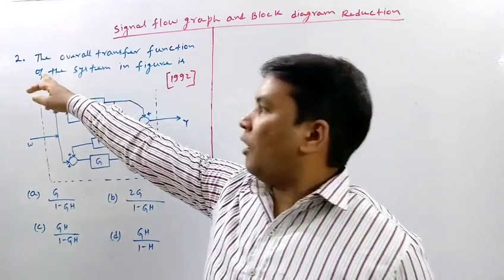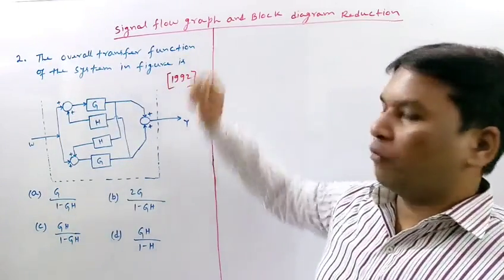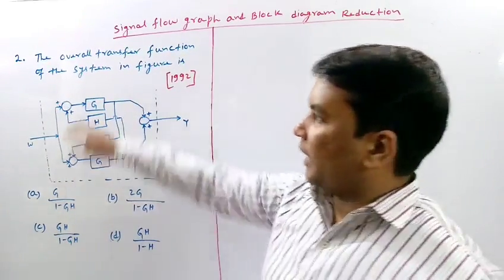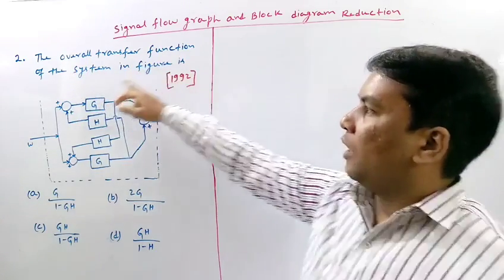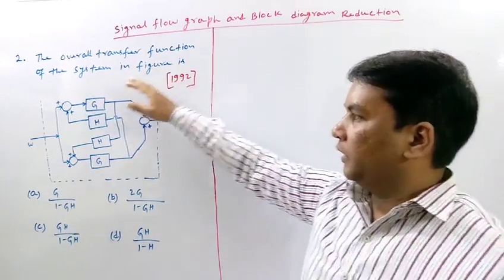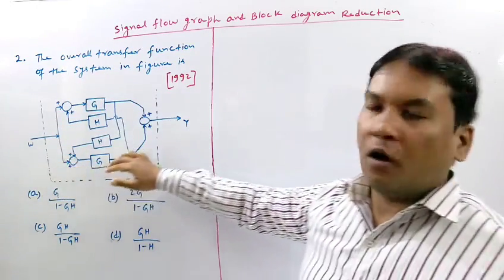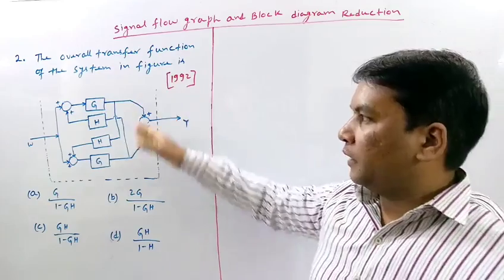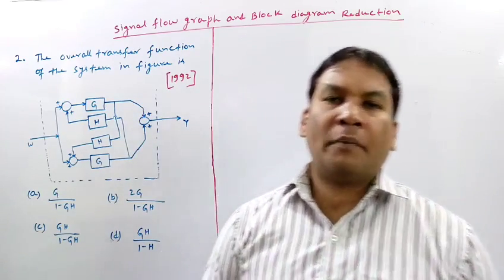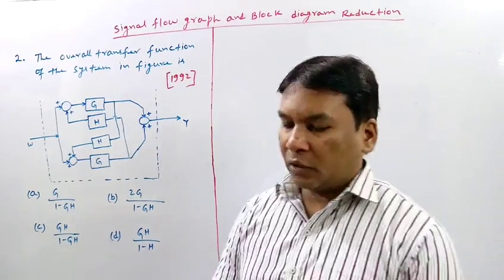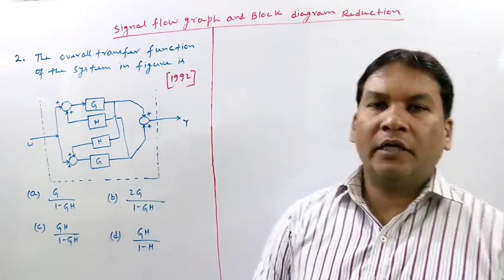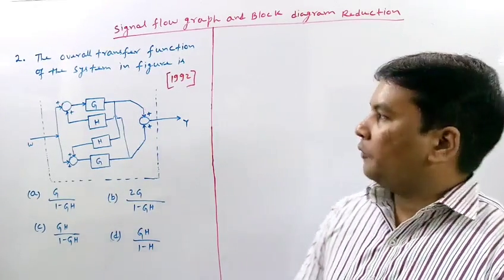Now we are on the second problem of signal flow graph. It says that the overall transfer function of the system in the figure is, this is the figure given of the system, and the question is asking about the transfer function of the system. This question has been asked in GATE 1992. So how can we solve it?